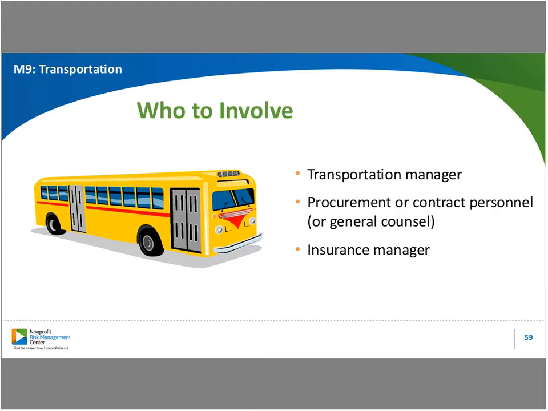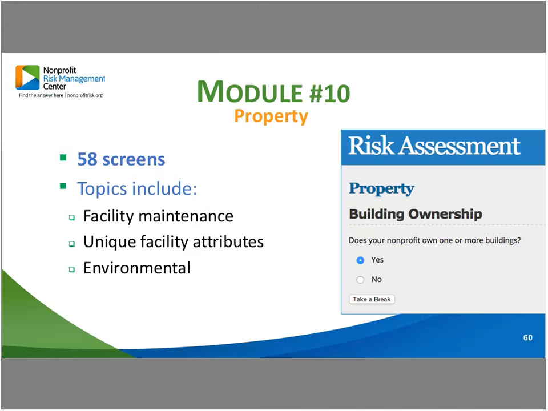So who you want to involve here, obviously if you have a transportation manager, this is probably where they'll really be helpful. If you use procurement or you have a general counsel, that person will know a lot more about the contracts that you have. So if you contract on a regular basis with outside providers for transportation, then you may want to bring in someone who deals with those contracts specifically. And then finally, an insurance manager. If you don't understand your automobile insurance policy, then you may want to have whoever is actually in charge of that program come in and go through this module because there are those specific questions.